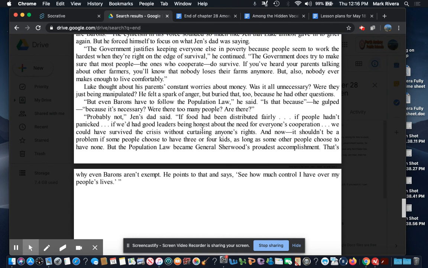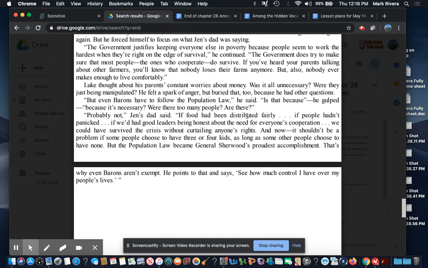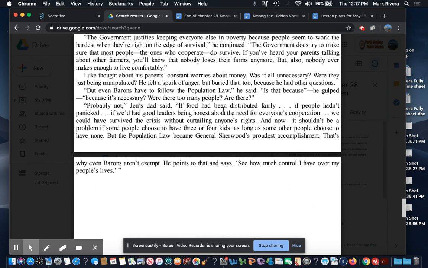"The government justifies keeping everybody else in poverty because people seem to work the hardest when they're right on the edge of survival," he continued. "The government does try to make sure that most people, the ones who cooperate, do survive. If you've heard your parents talking about other farmers, you'll know nobody loses their farms anymore, but also nobody ever makes enough to live comfortably." Luke thought about his parents' constant worries about money. Was this all unnecessary? Were they just being manipulated? He felt a spark of anger, but he buried that too because he had other questions.